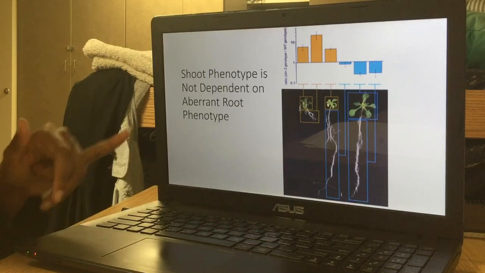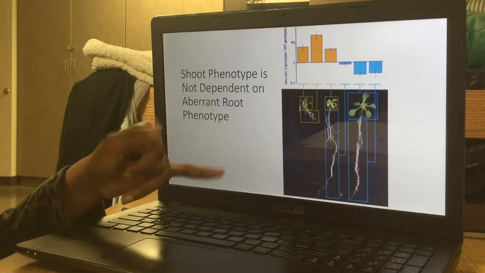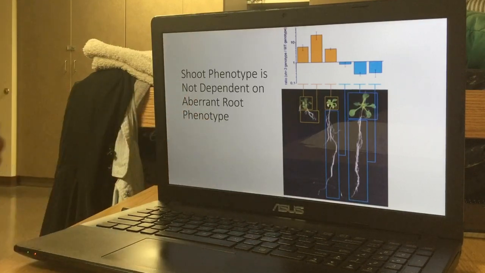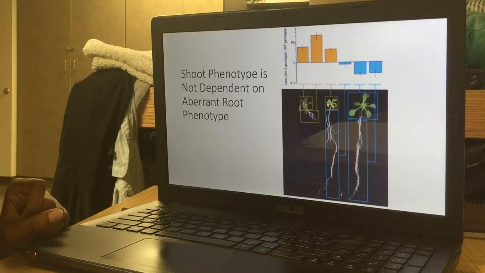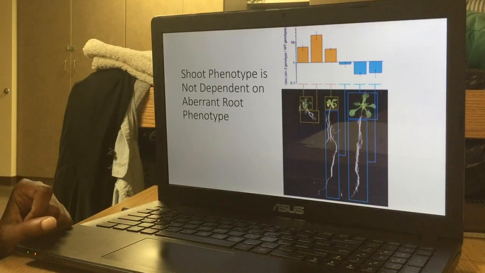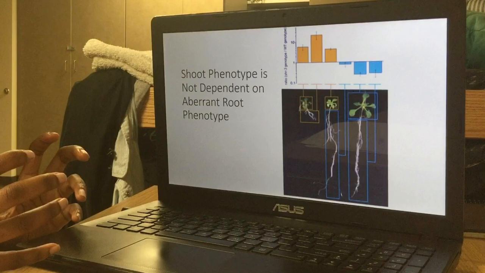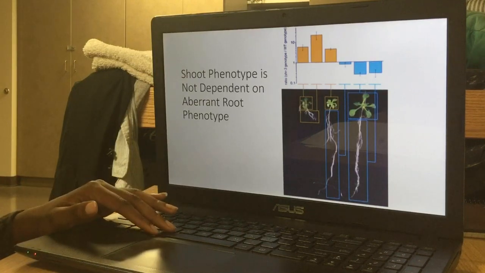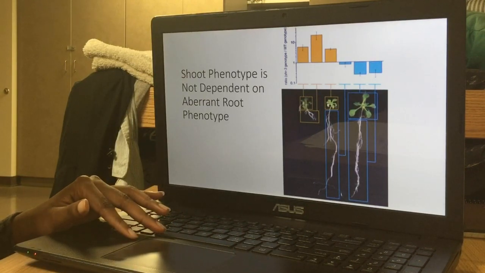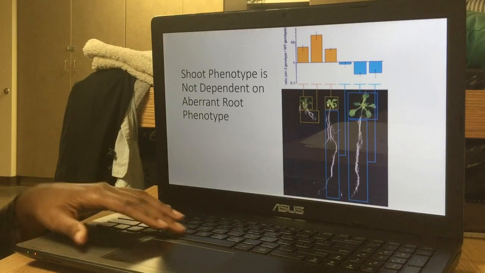As you can see, even though they reverted the roots of the plant in the middle back to wild type, and they're all strong and long, the actual shoot of the plant is still hindered. So the shoot growth is not impacted by the root growth.